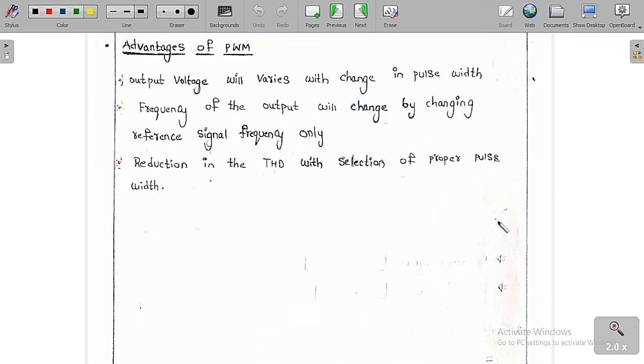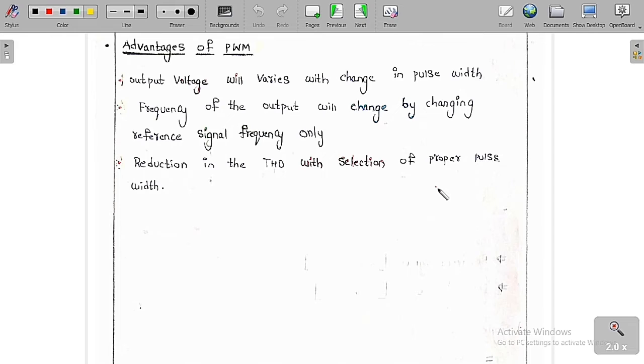Reduction in THD is achieved with proper selection of pulse width. I have already told you, if you want to eliminate some of the harmonics in the output voltage, you can easily get the required pulse width to eliminate that harmonic. Listen carefully: you have to choose that particular value of the pulse width so that you can reduce or remove that harmonic from the output voltage.